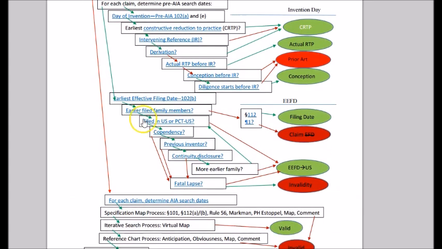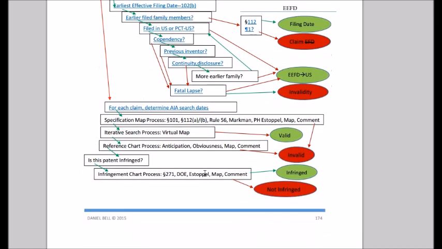And then you have it for 102B, earliest effective filing date. Are there earlier filed family members? Yes, they filed in the US or PCT. Yes, is there co-pendency? Is there previous inventor? Continued disclosure. Are there more family members? And you keep going back to the earliest family member for that claim to set your earliest effective filing dates. If there's continued disclosure lapse, then you have a problem with your earliest effective filing date, and you may in fact have a 102B invalidity. And so all of this is explained in the course also.